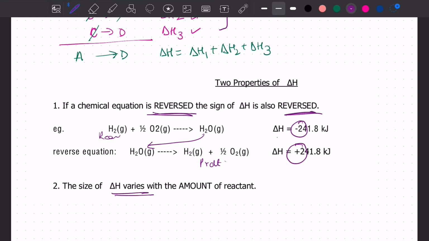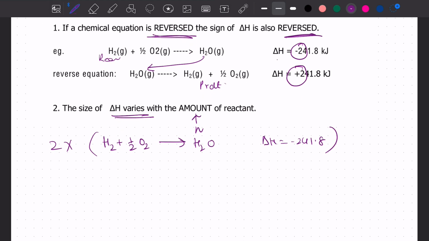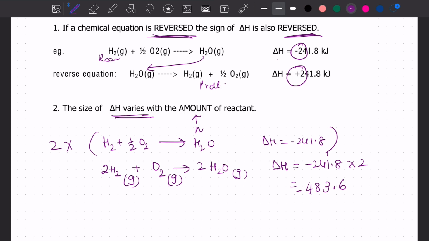And the value of delta H is proportional to the number of moles, the amount of the reactants and products, which means that if you multiply an equation with a number, so let's take the same equation, H2 plus half O2 forms water, delta H is -241.8. So if I multiply this equation by 2, then all the quantities get multiplied by 2, which means I would have 2 moles of hydrogen, 1 mole of oxygen, forming 2 moles of water. I'm sorry, I did not write the states. So then the delta H value will also get multiplied by 2. So this would be kilojoules.